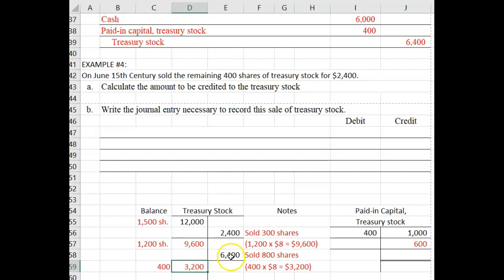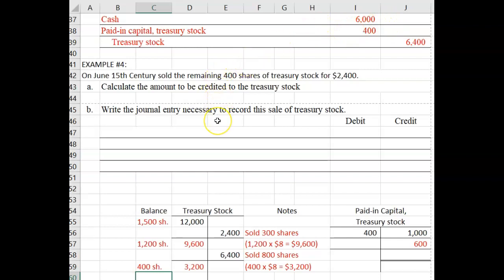I explained this $6,400 that we actually sold 800 shares. We had 1,200 shares available. We sold 800 of them. That leaves 400 shares left. And check the math. 400 shares at $8 a share does equal the $3,200 balance in the account after posting this transaction here.